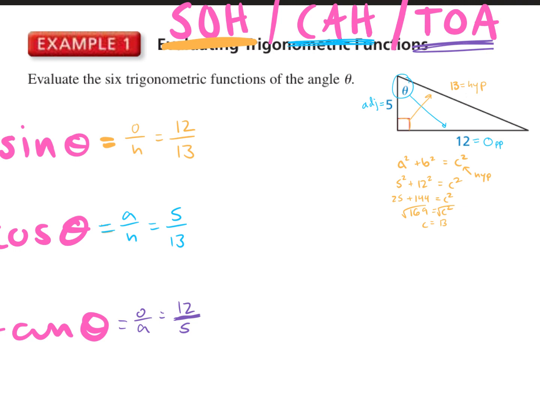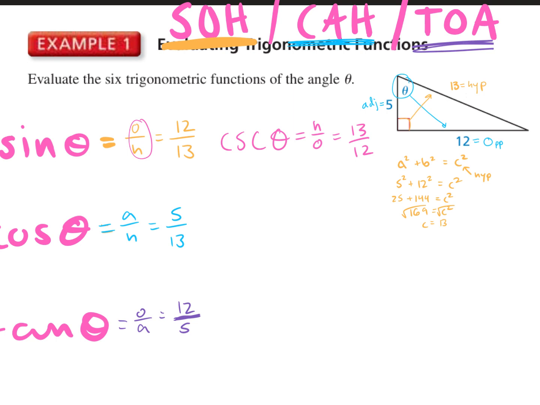So these are our three main trig functions. Now we can find the other three by just flipping these. So it's important to know that sine goes with which trig function? Cosecant. So cosecant theta would be the reciprocal of sine. So it would be hypotenuse over opposite. So we just flip it. So what would it be? 13 over 12. Perfect.